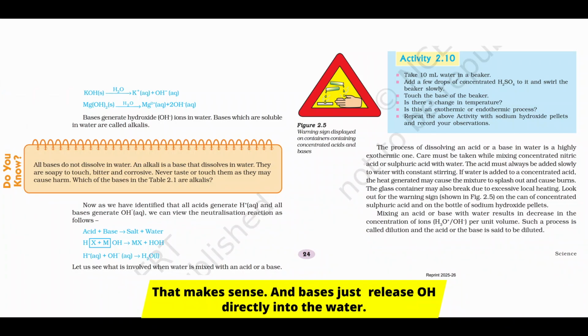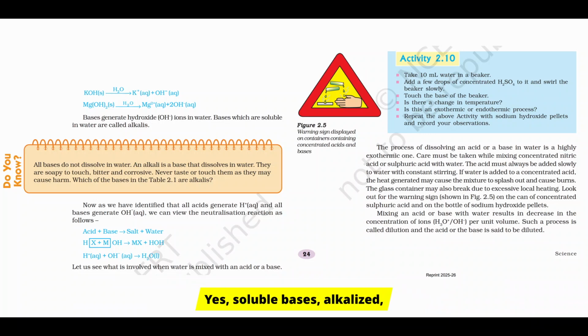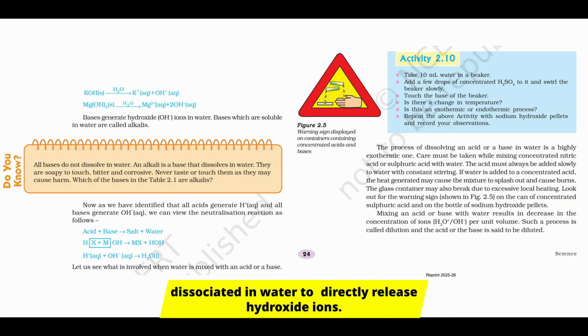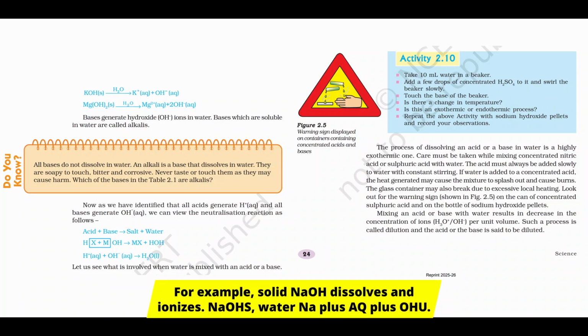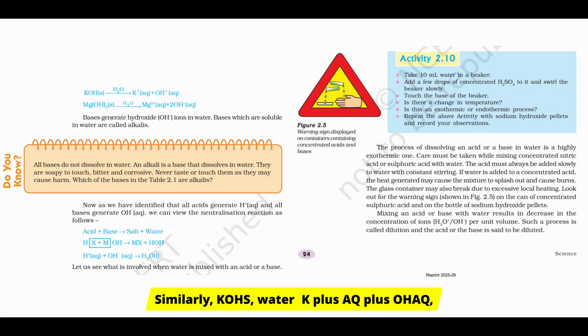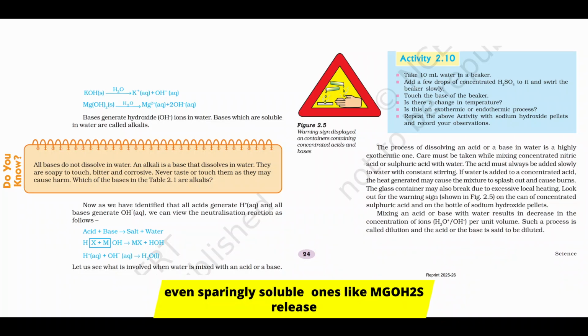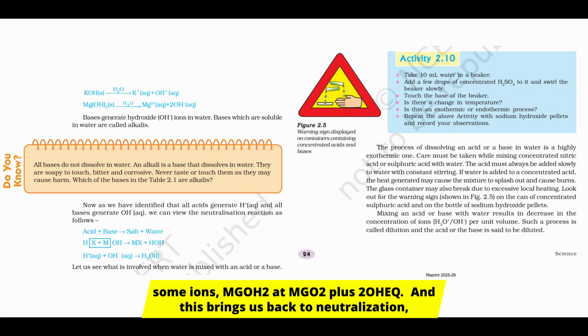And bases just release OH- directly into the water. Yes, soluble bases, alkalis, dissociate in water to directly release hydroxide ions. For example, solid NaOH dissolves and ionizes: NaOH(s) → Na+(aq) + OH-(aq). Similarly, KOH(s) → K+(aq) + OH-(aq). Even sparingly soluble ones like Mg(OH)2(s) release some ions: Mg2+(aq) + 2OH-(aq).